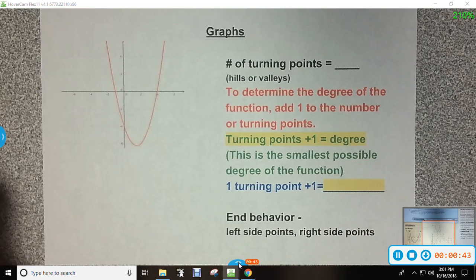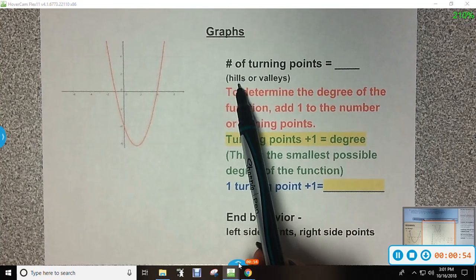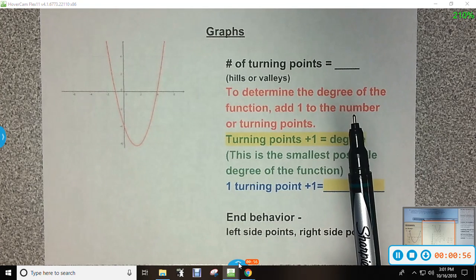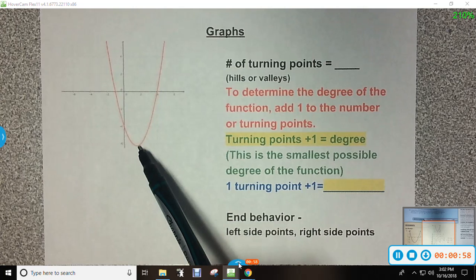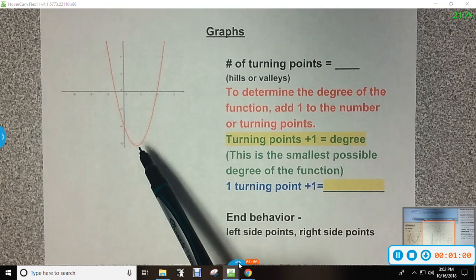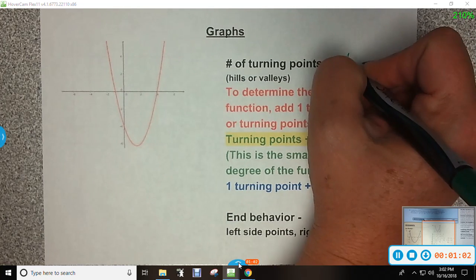So what we're going to do is we're going to first look for the turning points. That means how many times does this graph turn around and change directions. And to find those, we're basically just looking for hills or valleys. So here I have one valley. I don't have any hills, so I have one turning point.